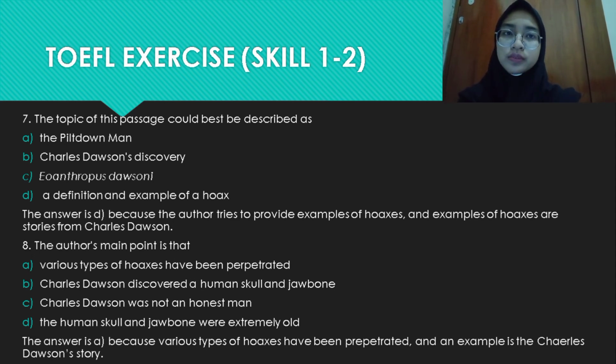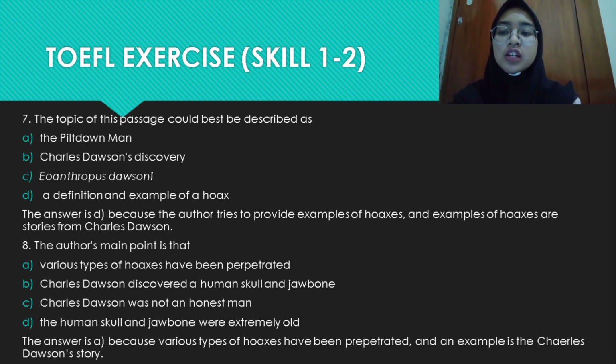Charles Dawson. 8. The author's main point is that A. Various types of hoaxes have been perpetrated. B. Charles Dawson discovered a human skull and jawbone. C. Charles Dawson was not an honest man. D. The human skull and jawbone were extremely old. The answer is A, because various types of hoaxes have been perpetrated, an example is the Charles Dawson story.